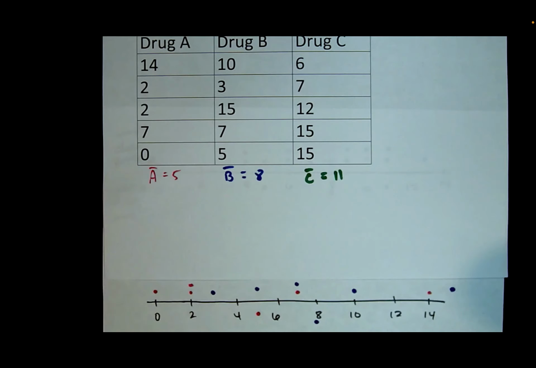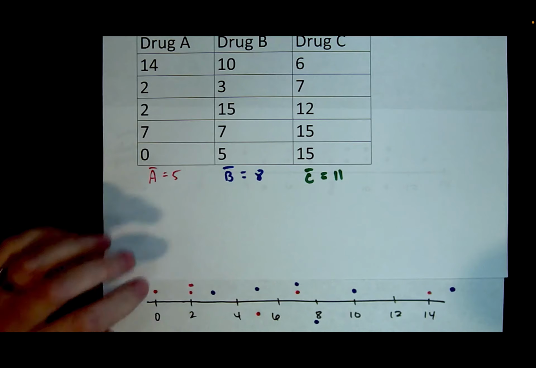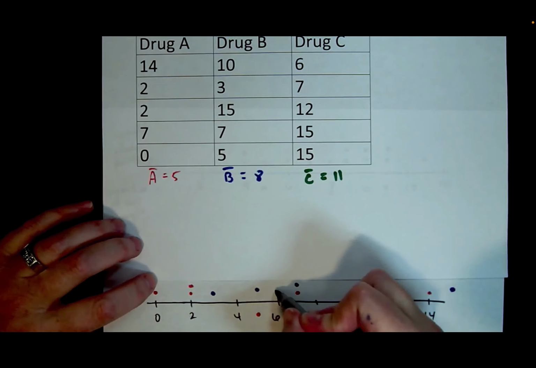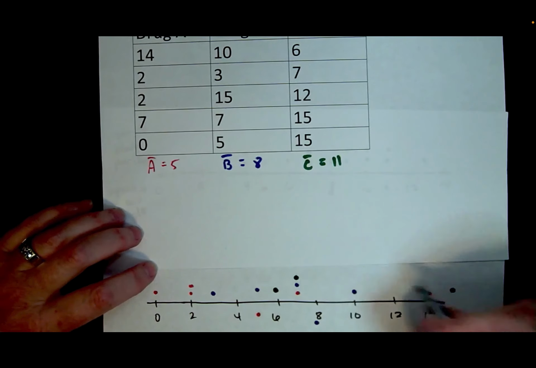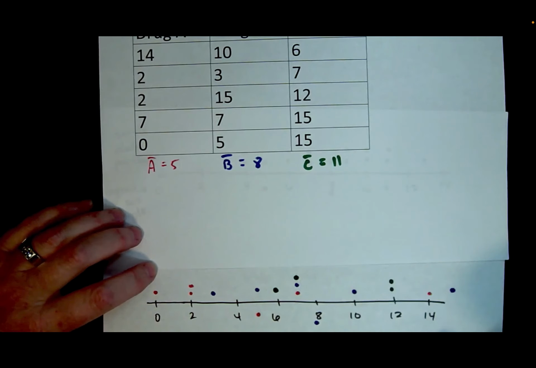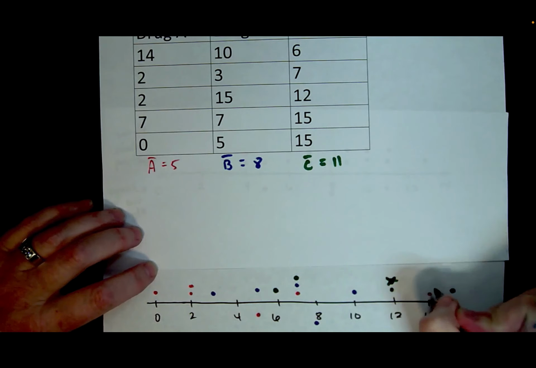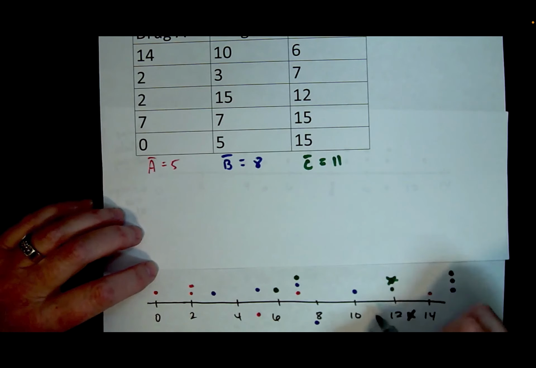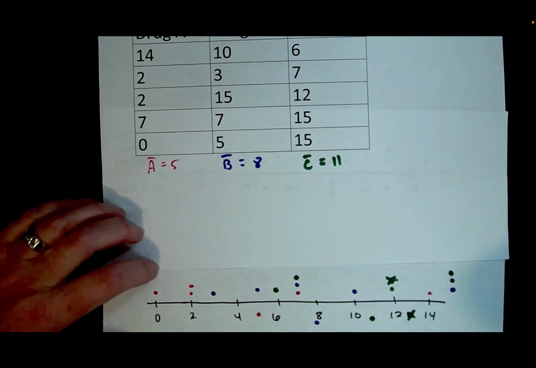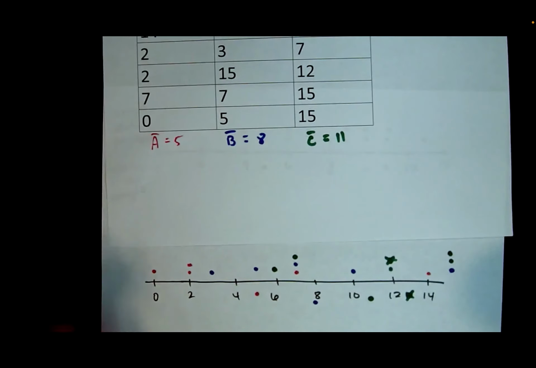And then last, drug C, I'll put that in green. Drug C has a 6, a 7, 1 12, sorry, and 2 15s. And the mean there is an 11, so I'll put a green dot. Boy, making problems with this green. Okay, so a green dot underneath the 11.